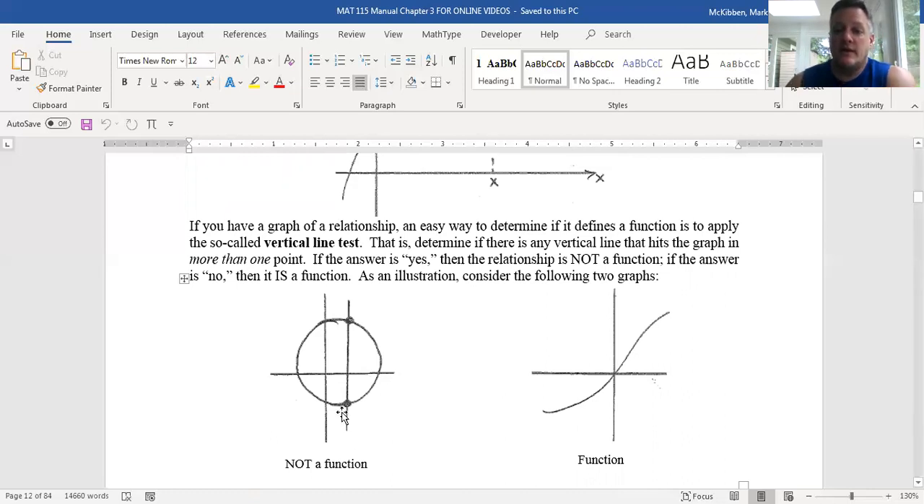So it's something called the vertical line test, just to give it a name. If any vertical line hits the graph in more than one spot, that graph does not define a function. So this guy here is fine. Give me any vertical line you want throughout. It's going to hit that graph in exactly one spot, and that's a function.